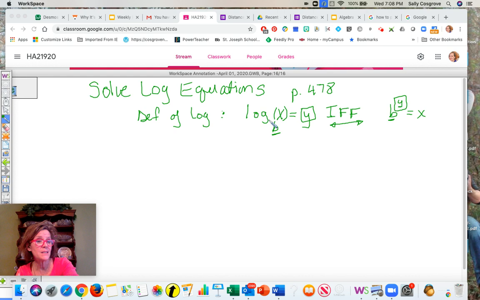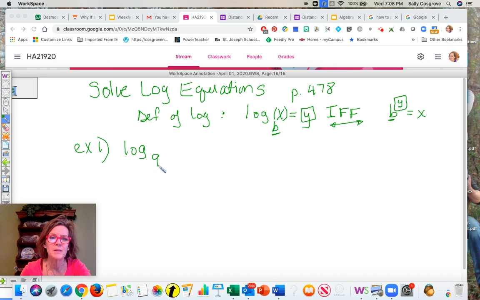So we're basing today's lesson on the definition of a logarithm. And we'll just get right to our examples. The first example looks something like this: log base 9 of x equals 3/2. Oh man, well, gonna have lots of mistakes. It's okay.